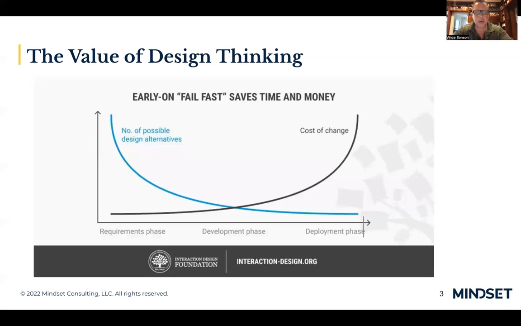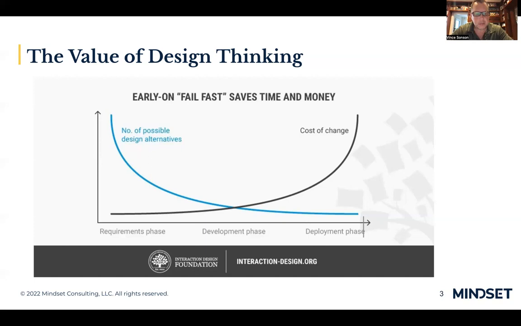This is just a graphical way of depicting what I just told you. So, the benefit of failing fast, or early on in the process, is that it saves time and money. I'm happy to go into how to talk about this graph, but basically it shows there in blue the number of possible design alternatives. The cost of change is very low at the beginning.